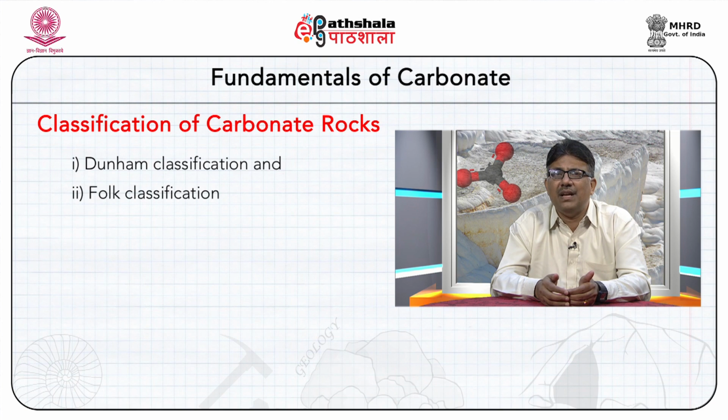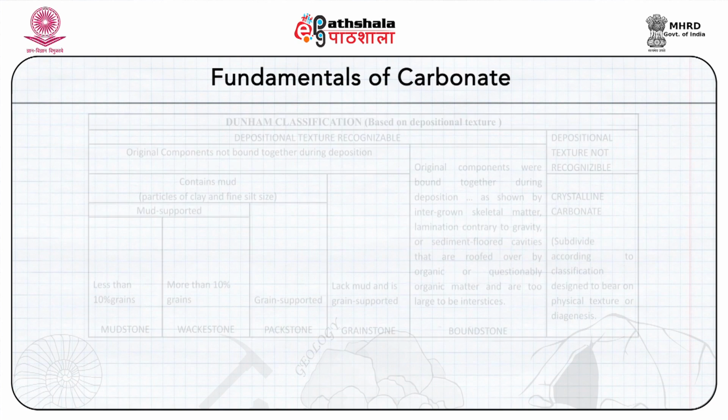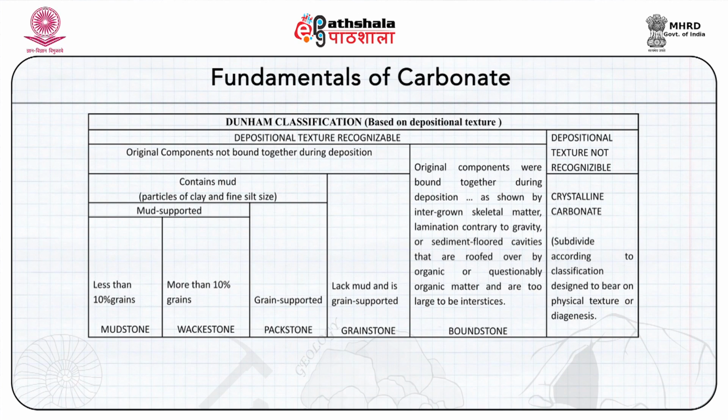In Dunham classification, as shown in the table, carbonates are primarily classified as mud supported, that is more than 50% mud, and grain supported, less than 50% mud. Within mud supported carbonate, if grain content is less than 10%, then it is called mudstone, and if grains are more than 10% in volume, then the rock is referred to as wackestone. Further, in grain supported limestones, if interparticle mud content is 10 to 49%, then the rock is called packstone, and in cases where mud content is less than 10%, then it is referred to as grainstone.